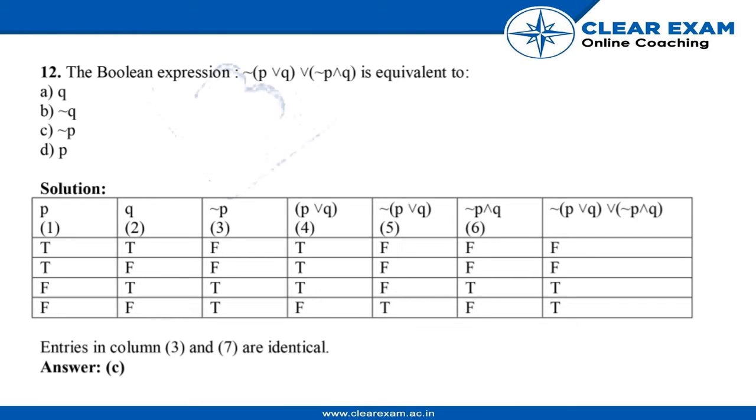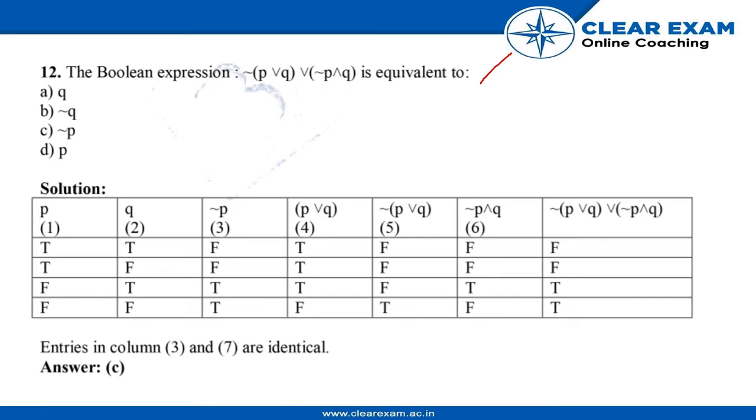Hello everyone. So we're going to start with question number 12, which is: given a Boolean expression, complement of P union Q intersection complement of P intersection Q. For these types of equations we will draw a truth table, and after drawing a truth table we will draw for each element in the table.